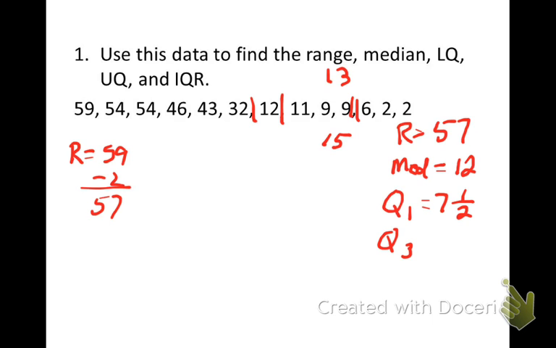Quartile 3 then would be the middle here. So I count over 3 and over 3, and I get 54 and 46. I'm going to add those together, and I get 100, and then half of 100 would be 50.